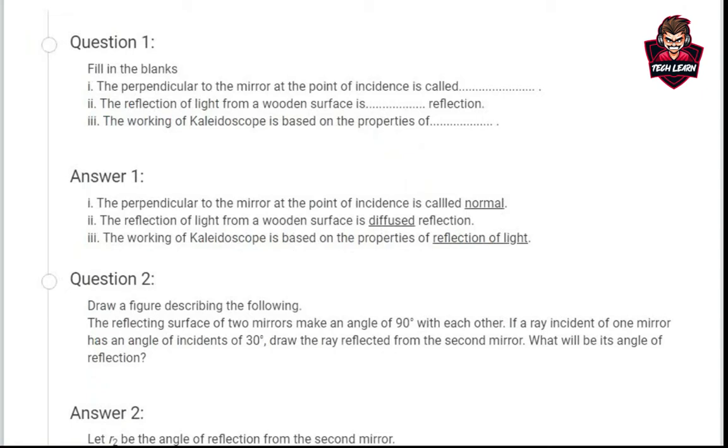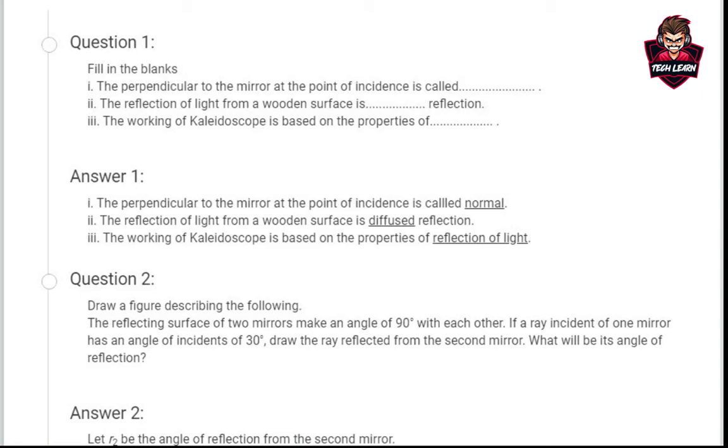Question number 2. Reflection of light. The reflection of light from a wooden surface is dash dash reflection. Answer. The reflection of light from a wooden surface is diffuse reflection. 3. The working of kaleidoscope is based on properties of dash dash. Answer. The working of kaleidoscope is based on properties of reflection of light.